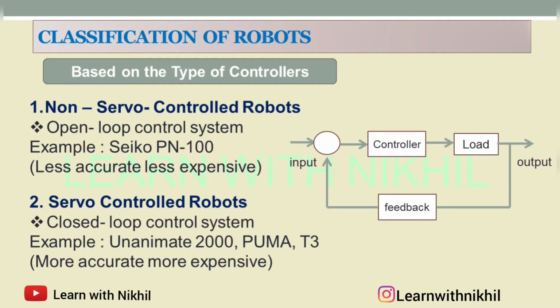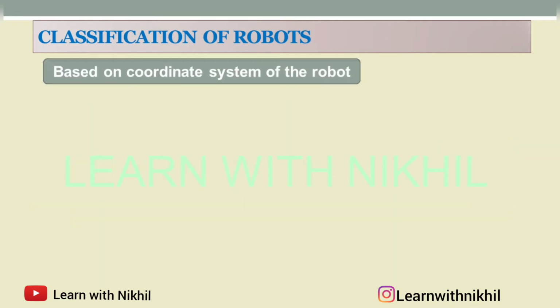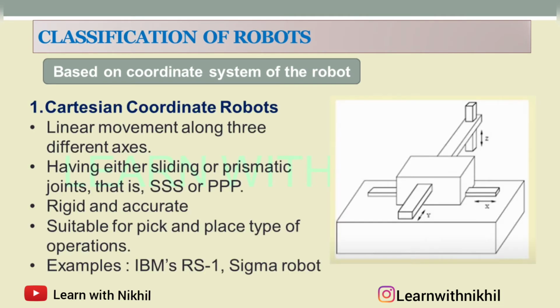So you have servo controlled and non-servo controlled robots. Next is based on the coordinate system of the robot. So you have different coordinate systems of the robot. First is the Cartesian coordinate robot. As you can see, this is a Cartesian coordinate robot.